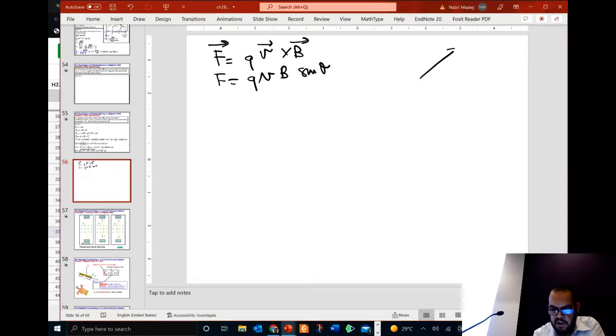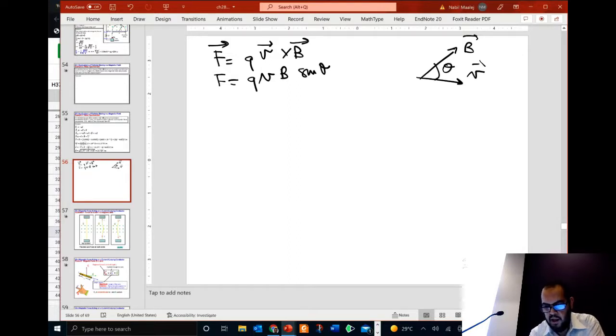If this is the magnetic field vector B and this is the velocity vector V, the angle theta is the smallest angle that the two vectors can make. And we said you can determine the direction of this using the right hand rule. You put the first vector V along your index finger, the second vector B along the middle finger, and the thumb will indicate the direction of the force. If it's a positive charge. If it's a negative charge, you have to reverse the direction.